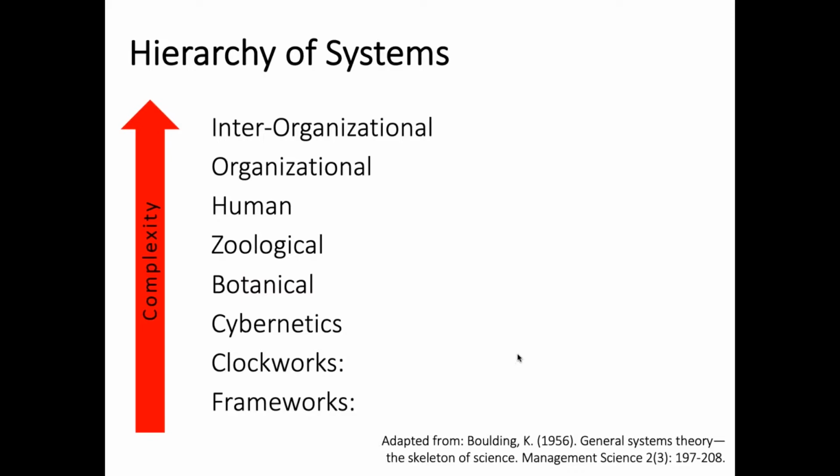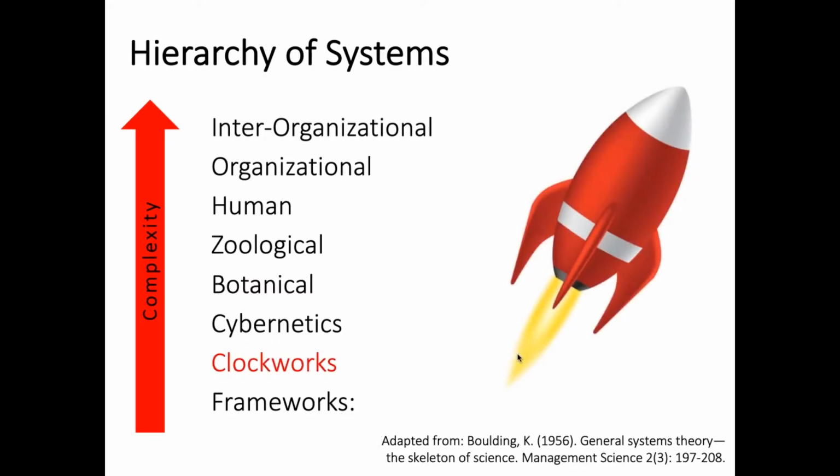Then, of course, we have botanical systems with our flora and fauna, and then zoological with our animals, and then we have human systems, human within our own body. There's a system to help us learn. But then there are these organizational systems, and you can go even one step further with inter-organizational systems, where there are multiple organizations working together. So what that faculty member was saying is that rocket science really is clockworks.